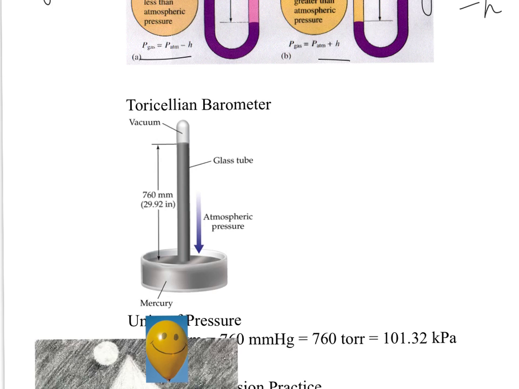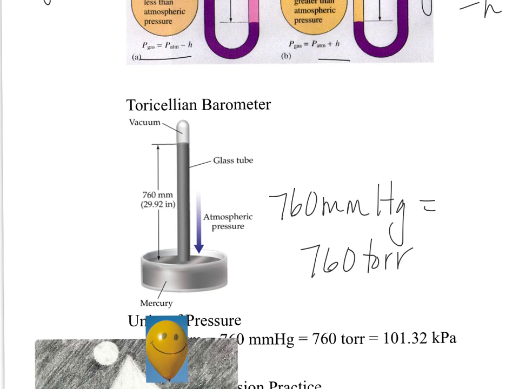And at sea level, as you can see, that is 760 millimeters of mercury, which is also equal to 760 torr, after the guy, Torricelli, which you also know is equal to 1 atm. So these are 3 equivalents that you need to know. And that's written there. And the last one is the 101.3 kPa.